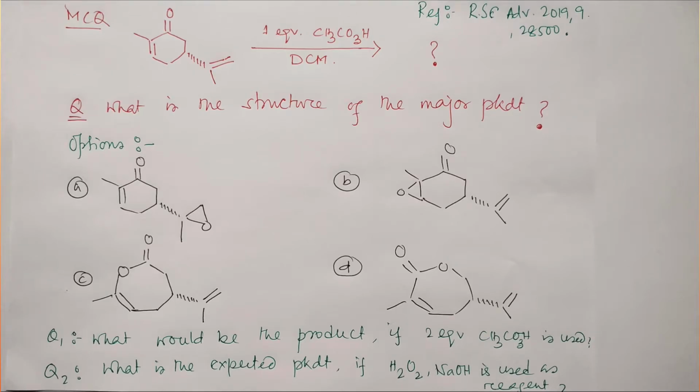Today we are going to discuss a problem presented in front of you. This moiety reacts with one equivalent of peroxyacetic acid, and what is the product? Four options are provided in front of you, so you have to answer what is the right one. Okay, so now let's start.